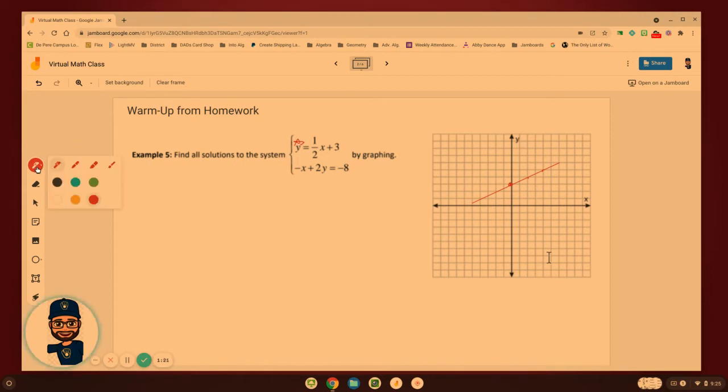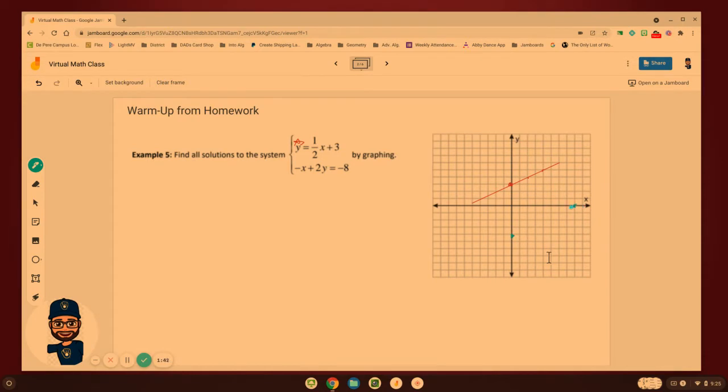Then if I do the bottom line in the blue, I'm going to use the intercepts. X equals positive 8. So 1, 2, 3, 4, 5, 6, 7, 8 is over here. The y-intercept is negative 4. 1, 2, 3, negative 4.